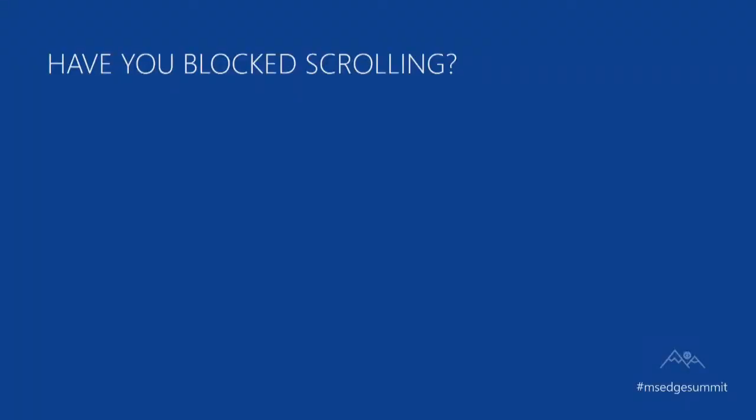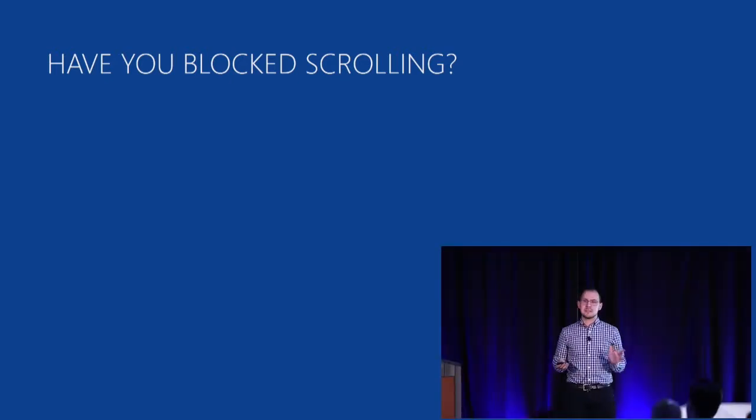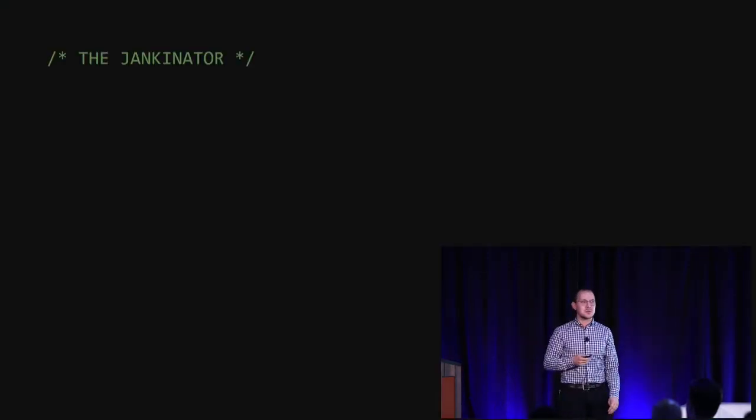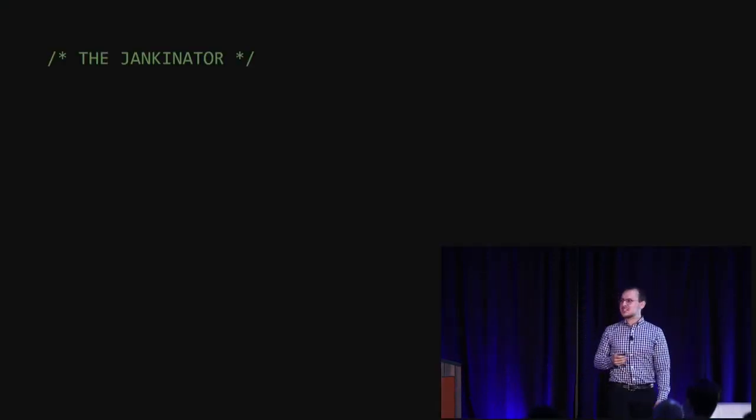OK, so all of this is very interesting and theoretical, but you might be looking at this and saying, that's all interesting, but I have a big pile of code that I call my website, and I just want to know, have I blocked scrolling somewhere? Is there something I've done that you've talked about that has blocked scrolling? It turns out there's a very easy way to determine this. I've written a very small JavaScript library that you can use to determine whether or not this is happening. This library is so small, I don't even need to publish it on NPM. I can just publish it on these slides right here. I call this code the Jenkinator.